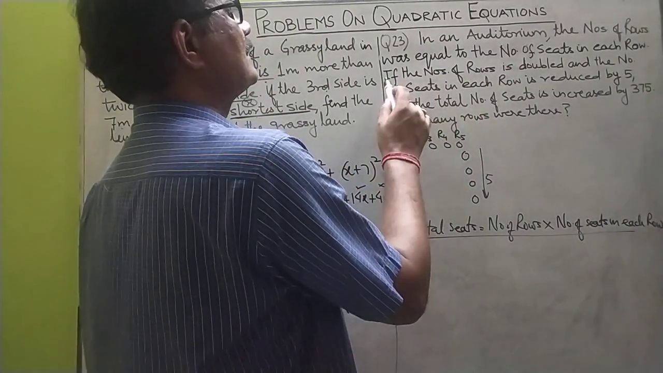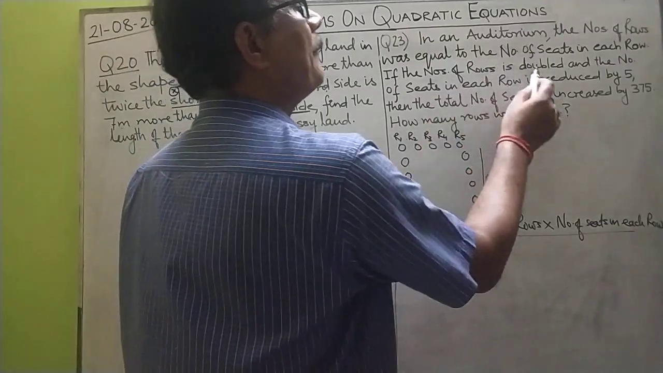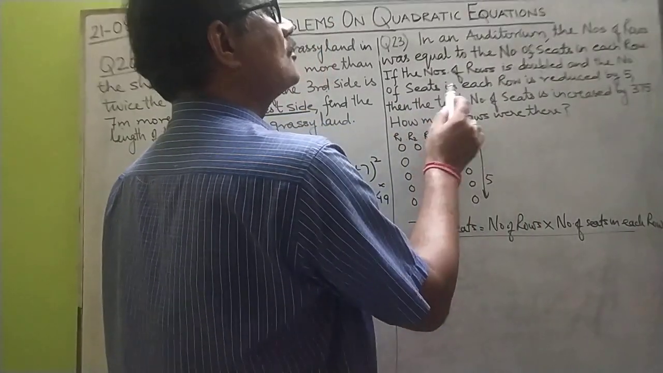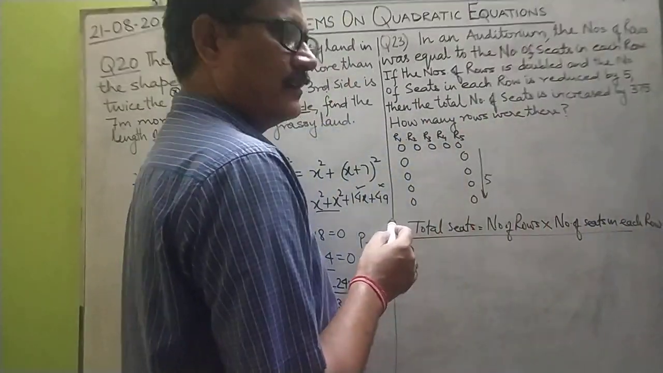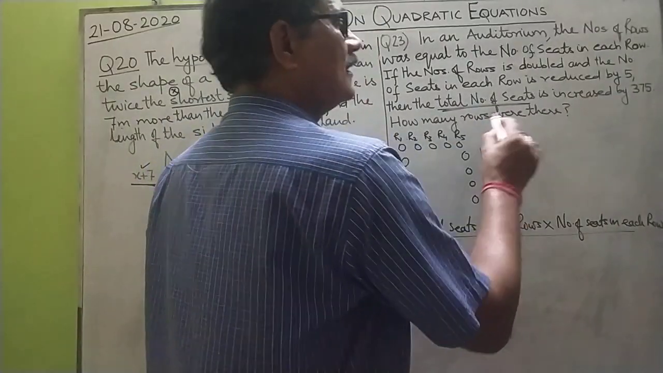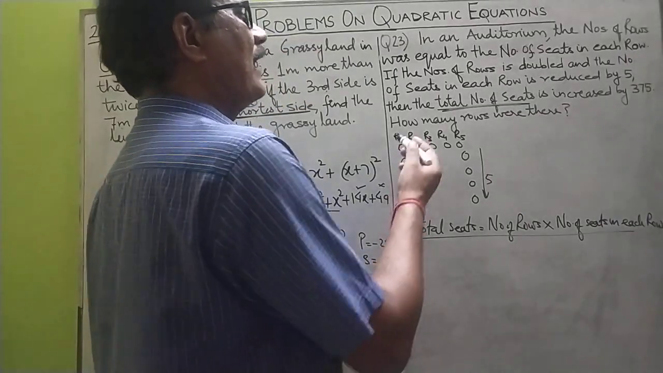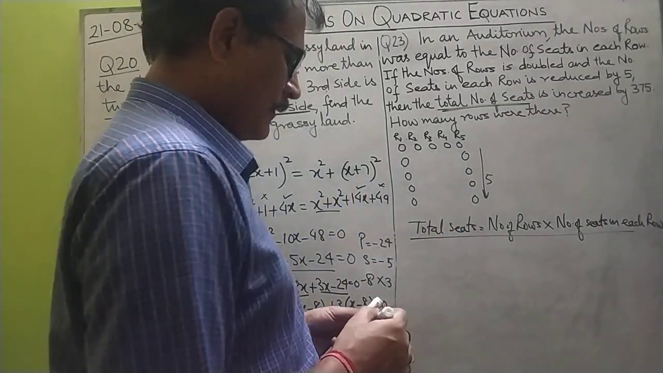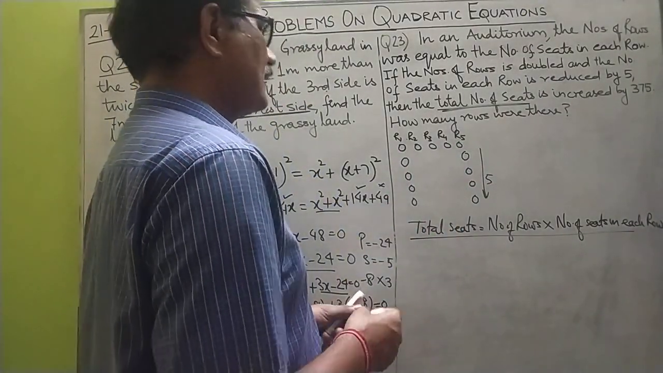Now, the next part of the question says, if the number of rows is doubled and the number of seats in each row is reduced by 5, then the total number of seats is increased by 375. Find the number of rows there were. How many rows were there? Now, let us begin the sum solution.